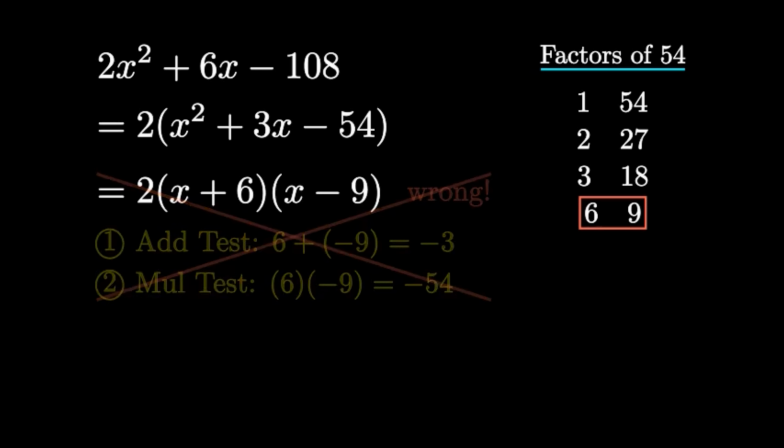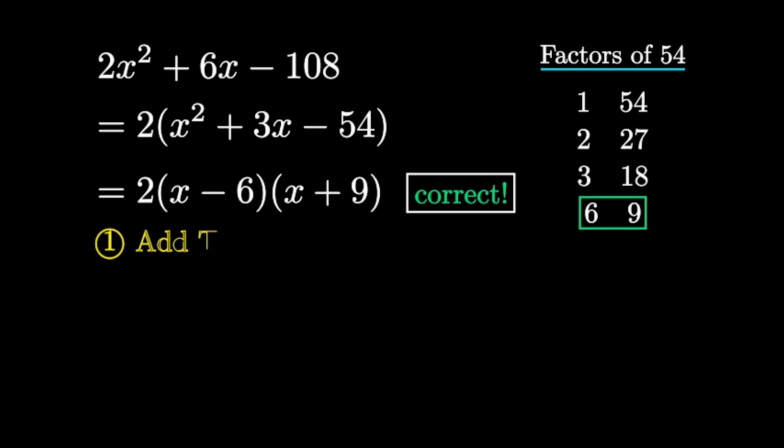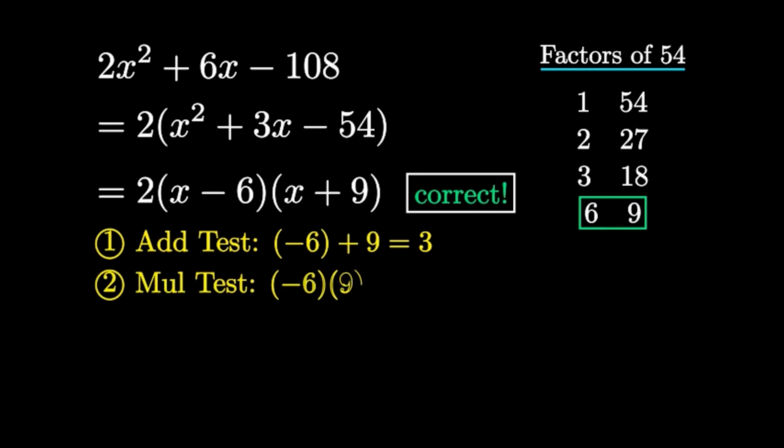I'm going to need to erase the signs, and I'm going to put 2 times x minus 6 times x plus 9. Okay, this checks out because if we do the addition test, aka the combined test, we have negative 6 plus 9, which gives me a positive 3. That checks out. And then we have negative 6 times positive 9, which is negative 54. This passed the test. Now we can say to factor this 2x squared plus 6x minus 108, it factors into 2 times x minus 6 times x plus 9.